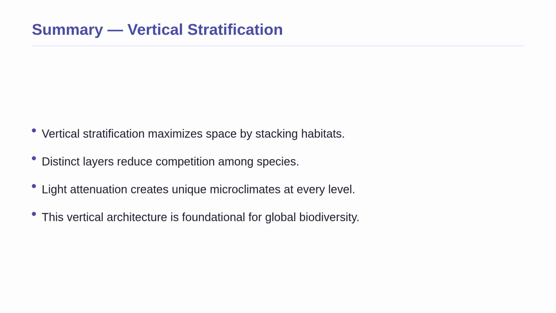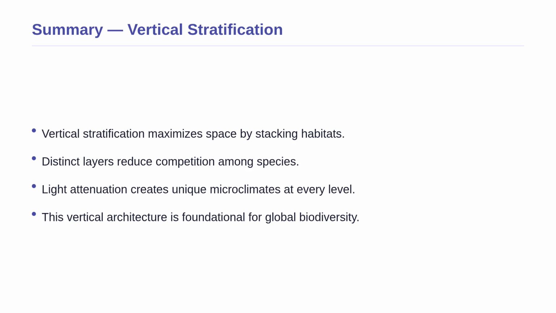To wrap up our lecture, let us review the key takeaways. First, vertical stratification is nature's ingenious way of maximizing space and resources by stacking habitats on top of one another. Second, by dividing a forest into distinct layers, an ecosystem can support a massive variety of organisms without them directly competing for the exact same space.